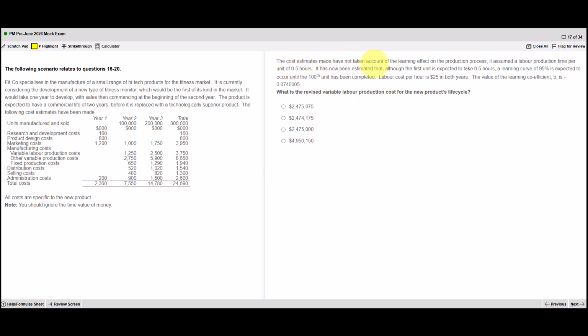Cost estimates made have not taken into account the learning effect. It assumed a labour production time per unit of 0.5 hours. It's now been estimated that the first unit will take 0.5 hours with a 95% learning curve until the 100th unit's been completed. Labour cost per hour is $25 in both years, and it's given us the coefficient B.